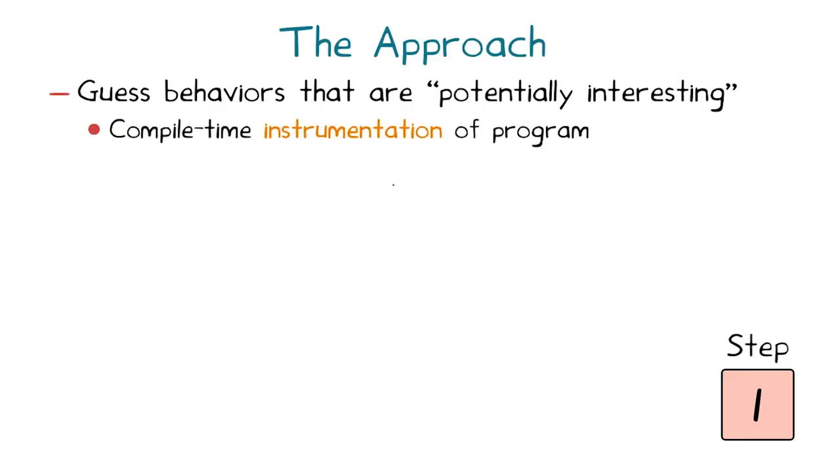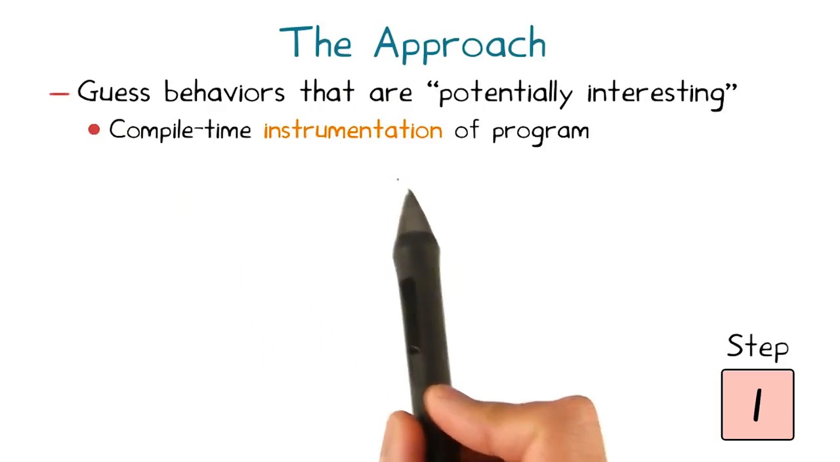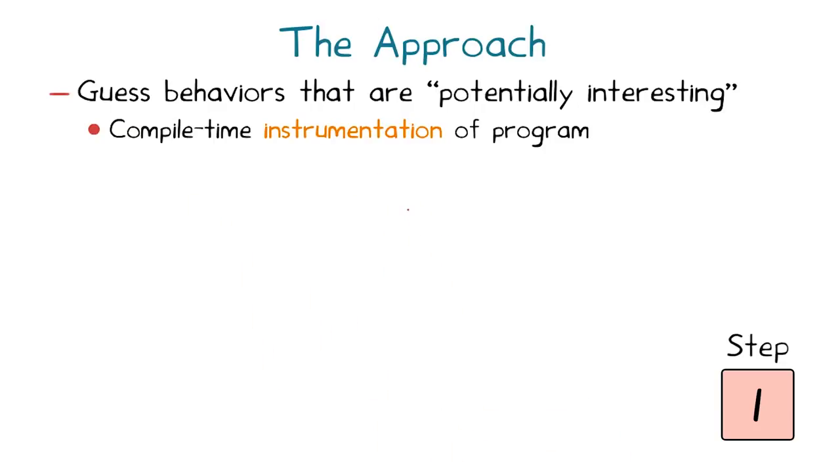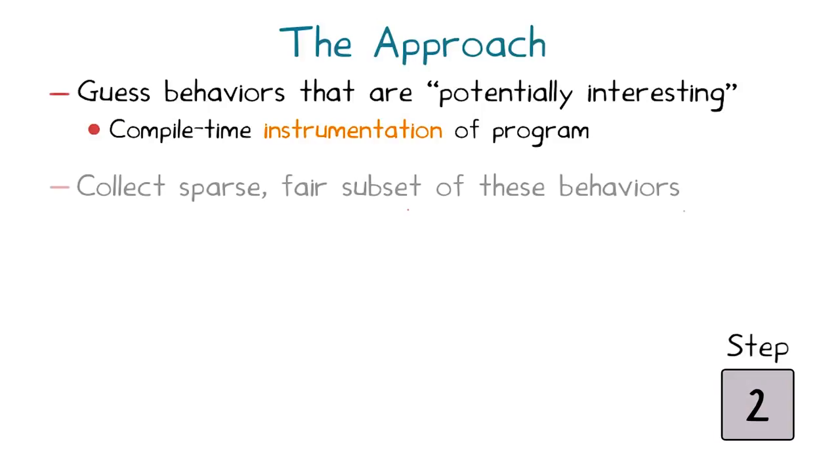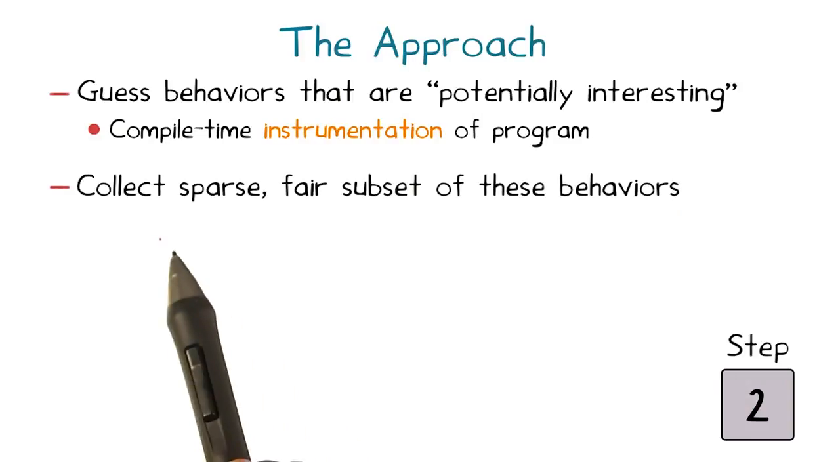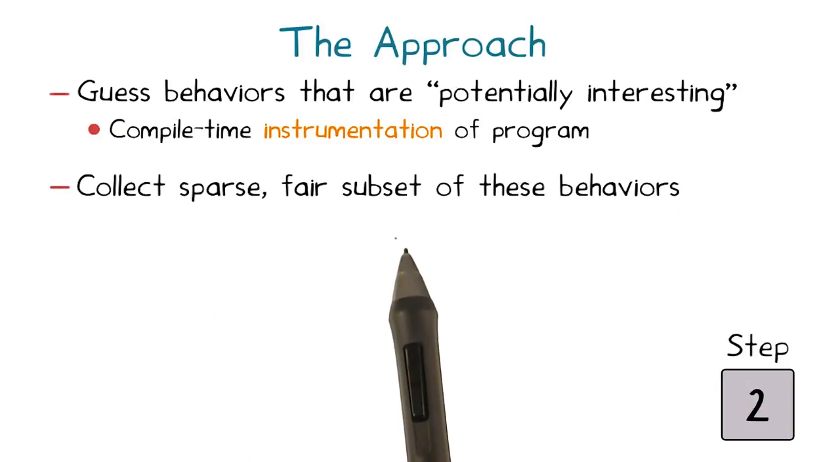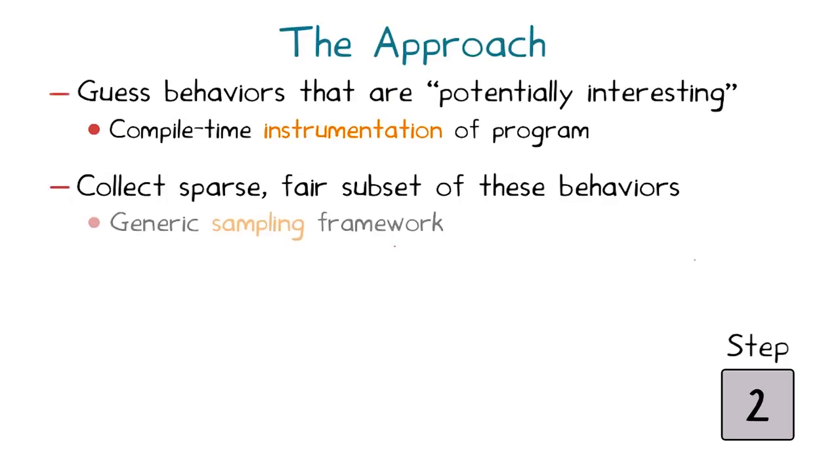We will achieve this by compile time instrumentation of the program before deploying it. Instrumentation is the process of modifying the program's source code or binary code with probes to monitor the potentially interesting behaviors. In the second step, we will collect a sparse and fair subset of observations of these behaviors. We will design a generic framework for sampling whether or not to observe some aspect of the program's state so that we do not overwhelm the user's devices by storing and sending large amounts of data.